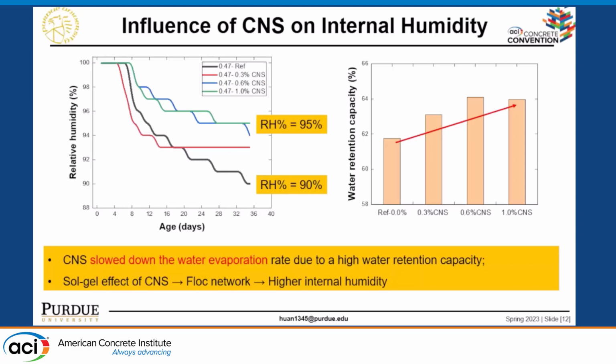So that's why we have a higher internal humidity even after 30 or 40 days and even longer. And as on the right, the water retention capacity was also higher. So in this study, if we have a higher internal humidity, it should favor the carbonation process, because we have more moisture inside the concrete system.